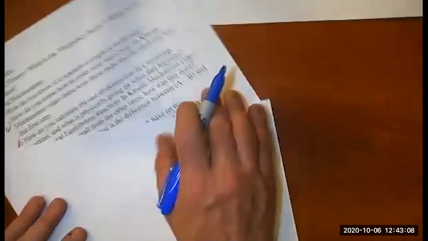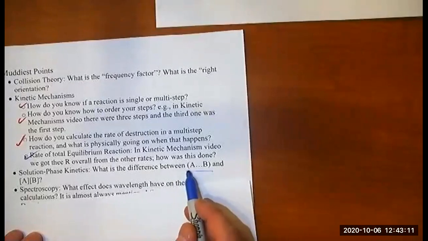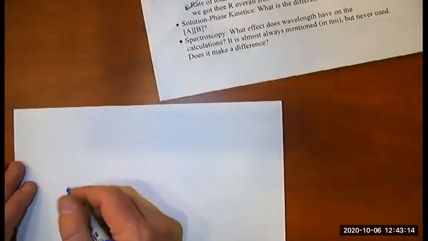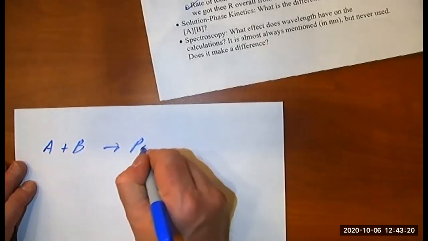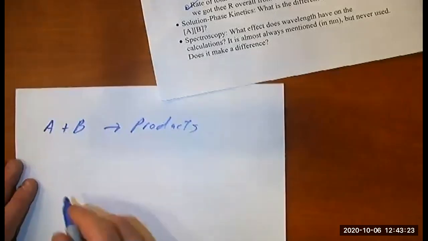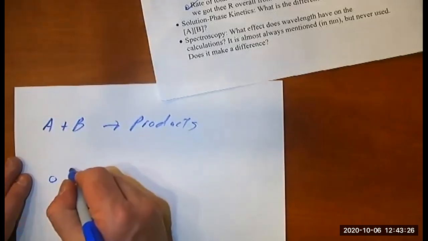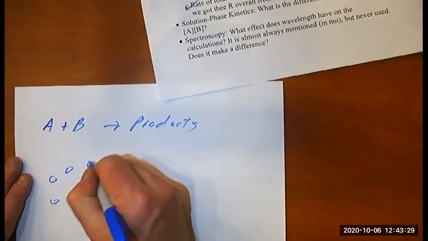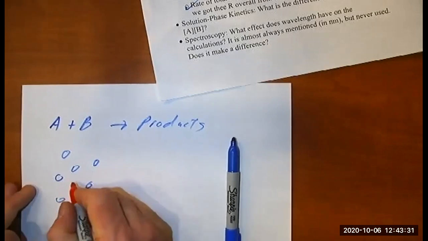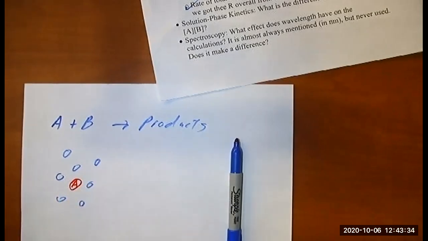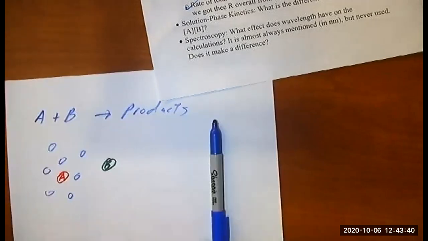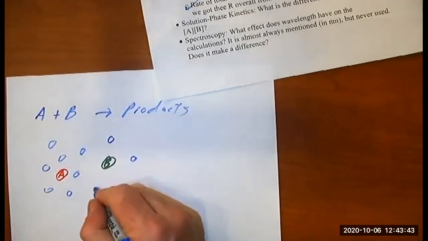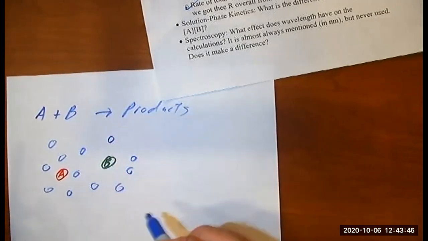So in the solution phase kinetics video, I introduced this new notation of this right here. The idea is that in solution, if we have A plus B goes to products, what happens is that we have our solvent molecules that are jostling around. We have a solute molecule, another solute molecule of the other type that are separated from each other. And they are bouncing around.